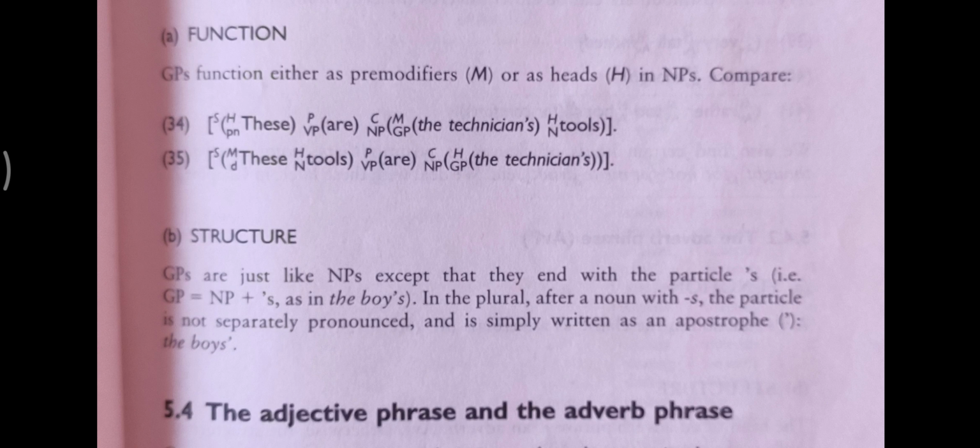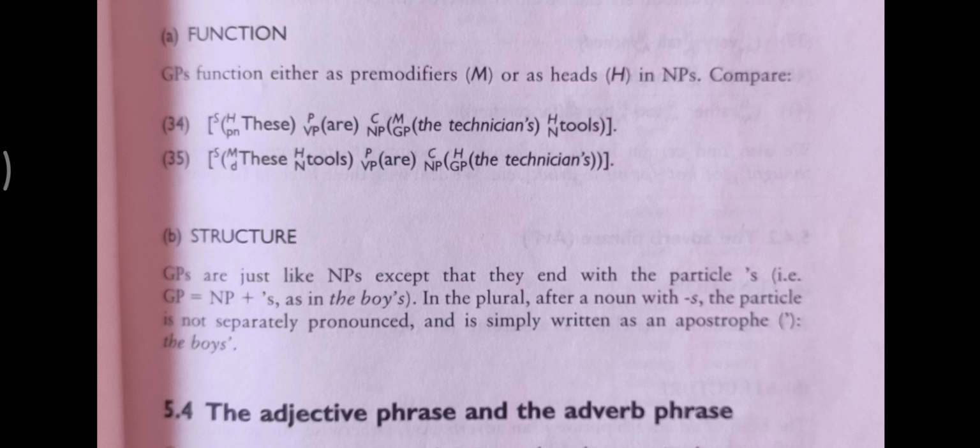the technician's tools. So "the technician's tools" is a noun phrase, but within that phrase we have a genitive phrase. Technician's is the genitive phrase, tools is a noun. So in the genitive phrase we have technician as a noun with an apostrophe s. Like this, the function of the genitive phrase is modifier in the noun phrase.